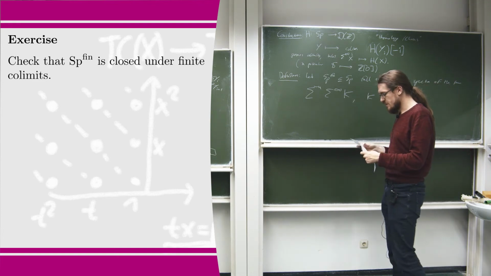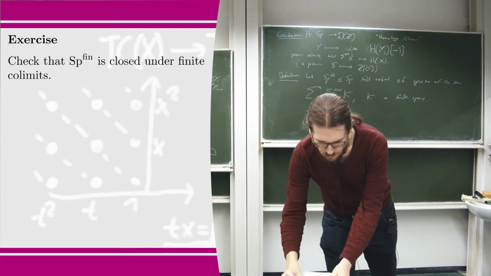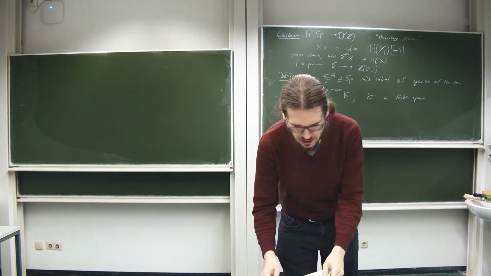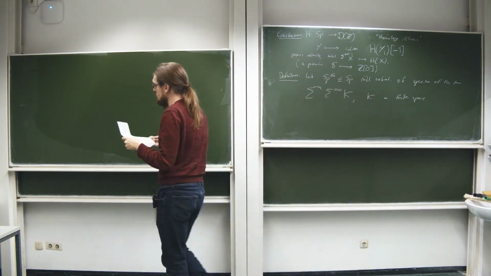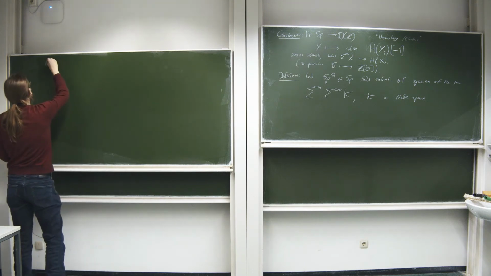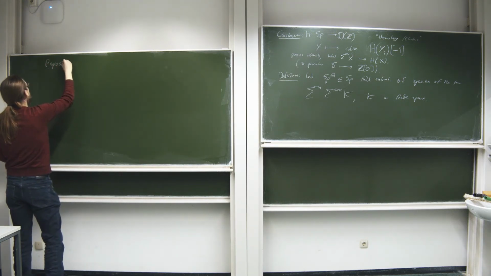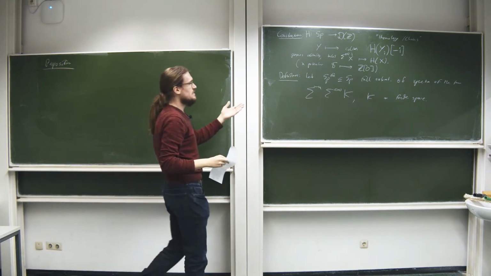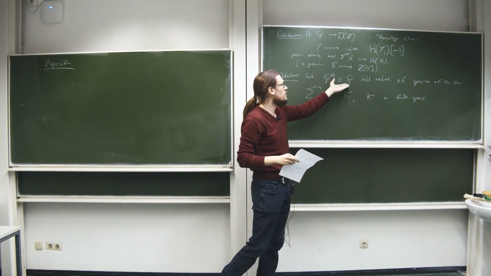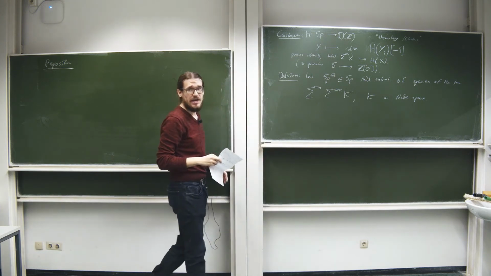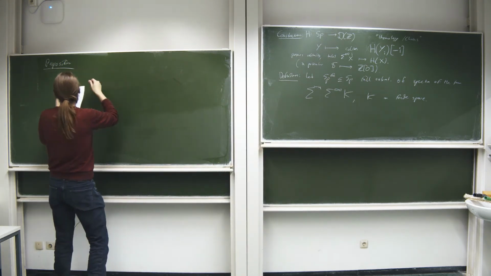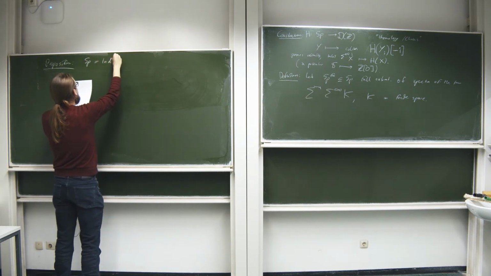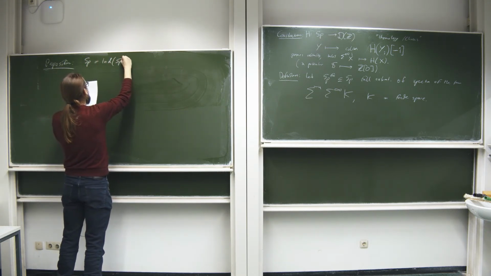So what's the significance of this guy? Well, let me wipe the board and then I'll tell you. So it turns out that from this category of finite spectra, one can get a good handle on the entire category of spectra. So spectra is really Ind of finite spectra.